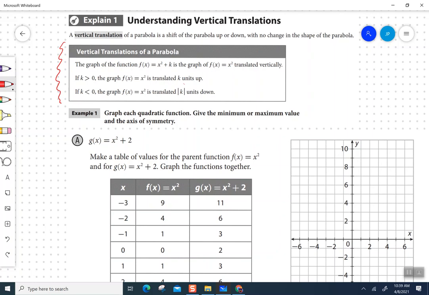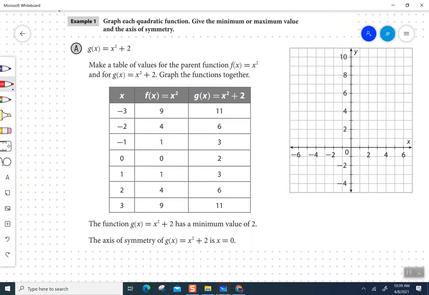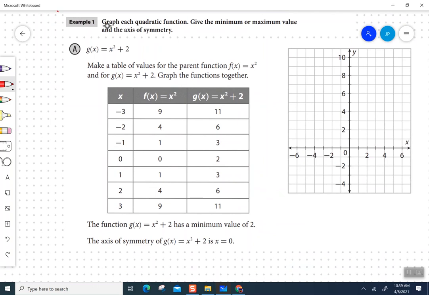Okay, so looks like the first thing they want us to do is graph, find out if it's a max or min, and what is the axis of symmetry. All right, so here we go. First things first, you'll notice you have 2 separate functions. You have f of x equals x squared, nothing being added, subtracted, multiplied, or divided to the x squared, so this is the parent graph. Then the second one they want you to do is g of x. G of x is equal to x squared plus 2.